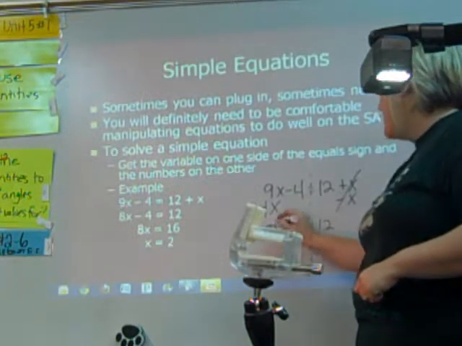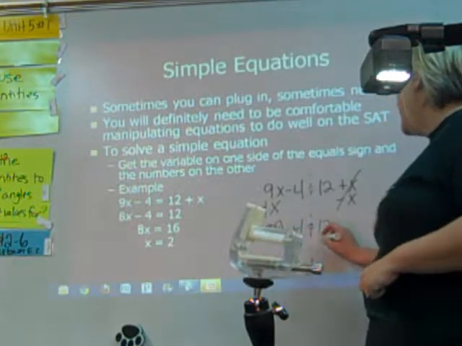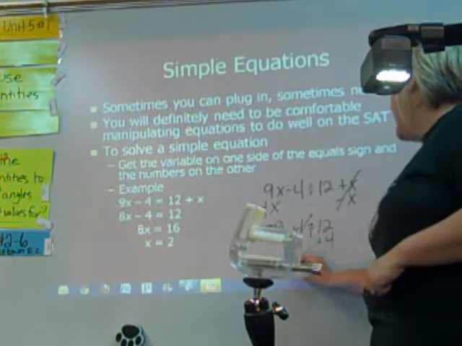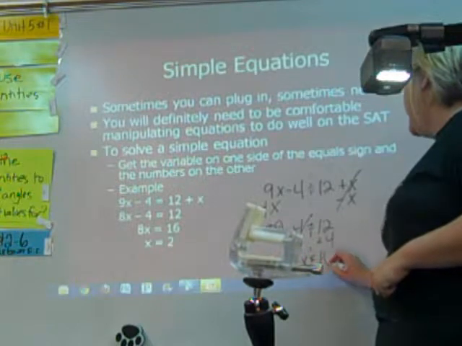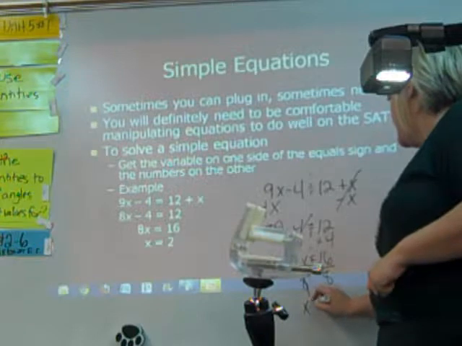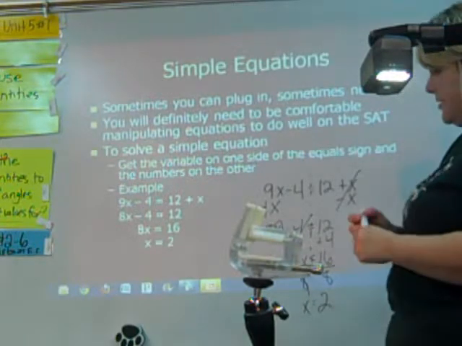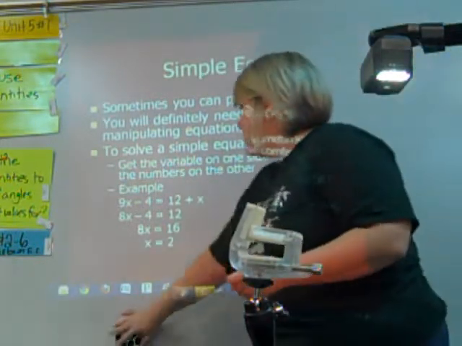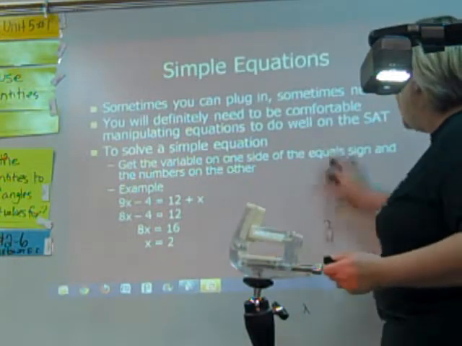You're trying to get x by itself, so you add 4 to both sides. You get 8x equals 16, and then you divide both sides by 8. So x is 2. Okay, so just remember that that's your goal, is to try to get the variable by itself on one side of the equal sign.